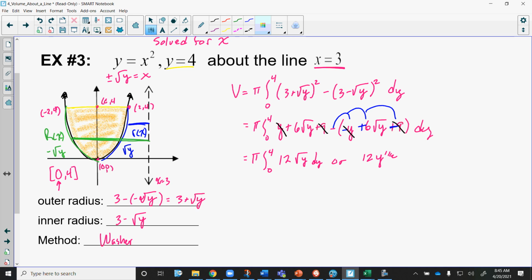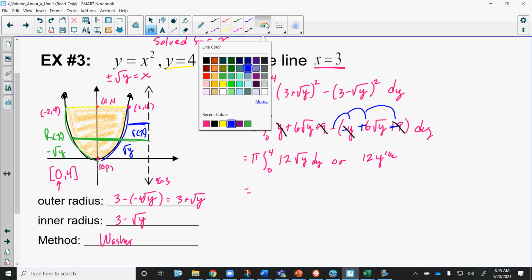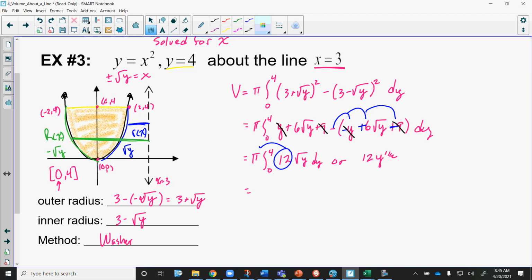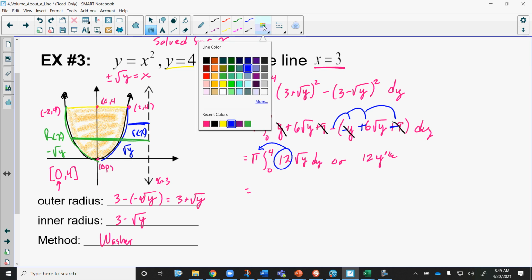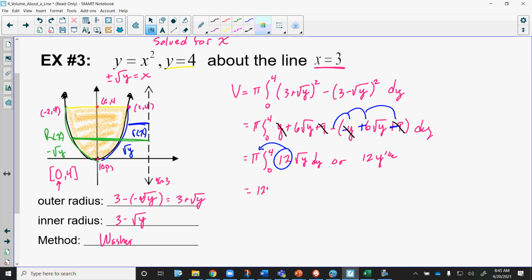So when we do our integration with either the radical or the exponent, doesn't make a difference, I'm going to pull that constant out. So I'm going to take this constant of 12 out, and all I'm going to do is integrate the part that has y. So this will give me 12 pi times, in this case, the antiderivative of y to the 1/2 power, which will be 2/3 y to the 3 over 2 power, evaluated from 0 to 4.